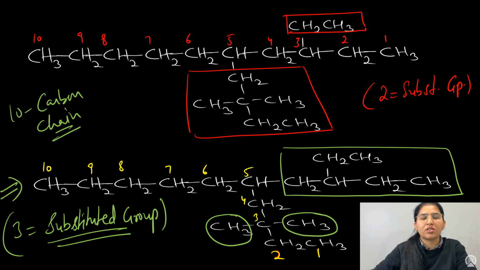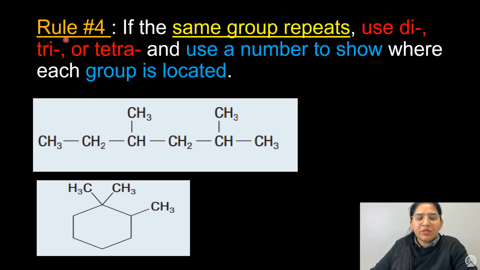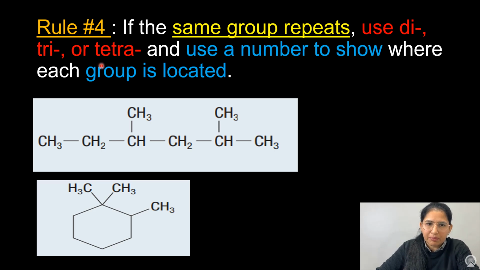Now let's do the discussion of rule number 4. It says if the same group repeats itself over and over again, then we are supposed to use di, tri, tetra. When do we use di? When it repeats itself 2 times. When it repeats itself 3 times, we are supposed to write tri. If it repeats itself 4 times, we are supposed to write tetra.